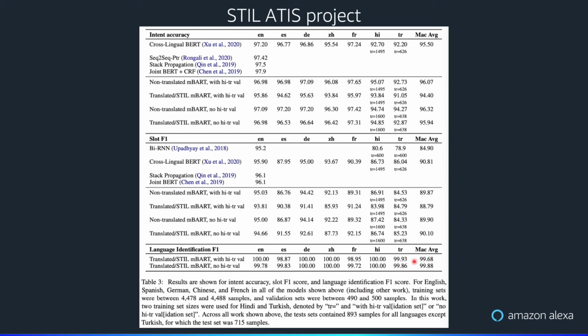Now for language ID, the model did great: over 99.5% average accuracy. In some cases, not surprising. Hindi and Chinese have their own unique scripts, so it's not surprising it got perfect performance there. But it also did well for the Latin script languages.